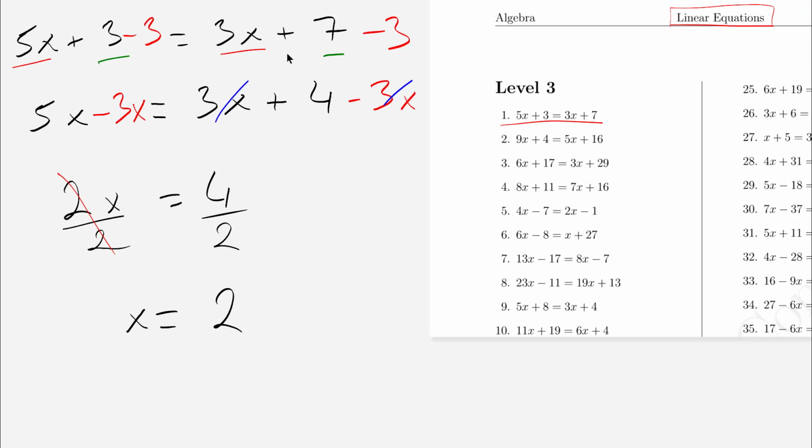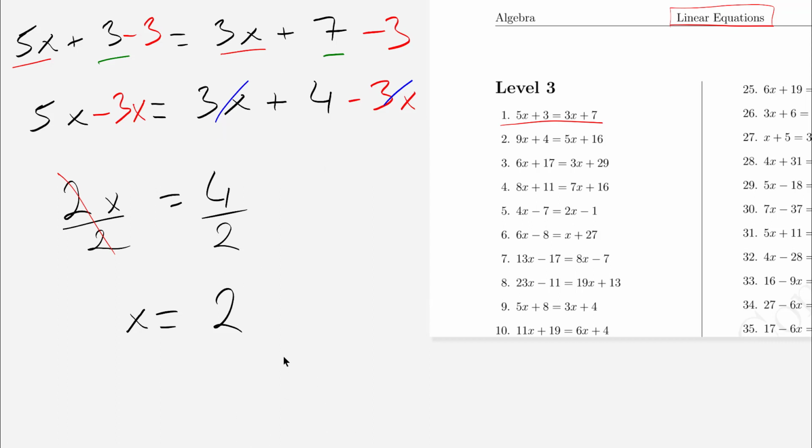So it's important to see here how we always maintain the balance. The first step we did was subtract 3 from the left-hand side and subtract 3 from the right-hand side. The next step we did was subtracting 3x from both sides. And the next step we did was dividing both sides by 2. So we've always been doing the same operation to each side to maintain the balance.